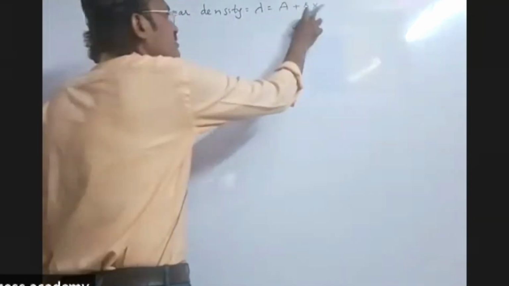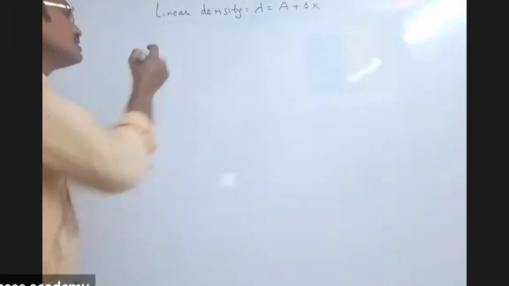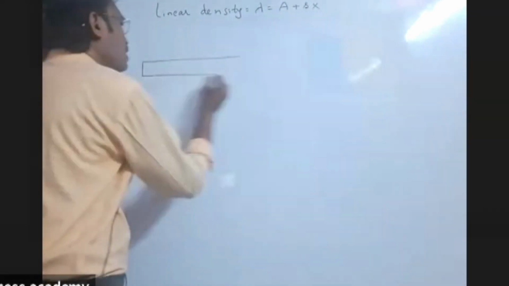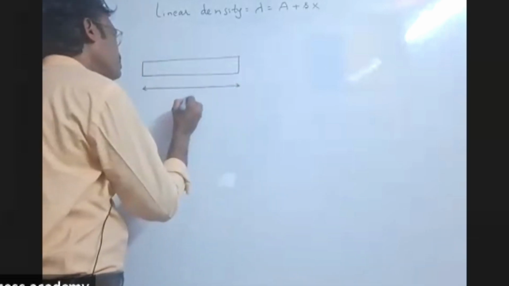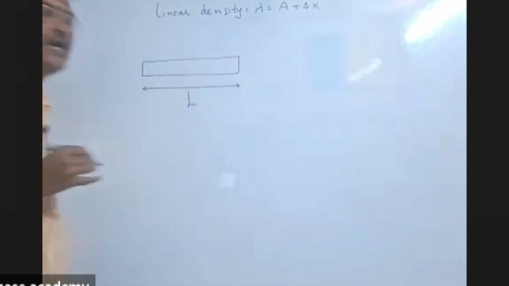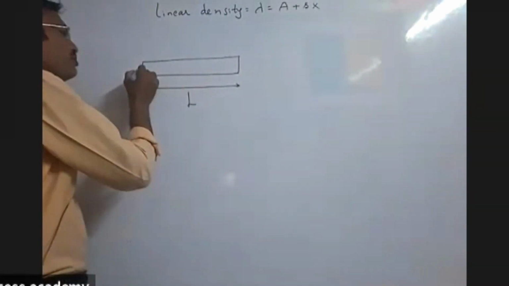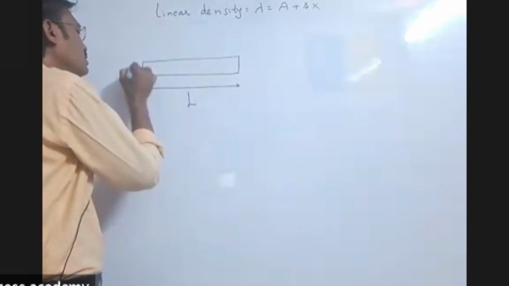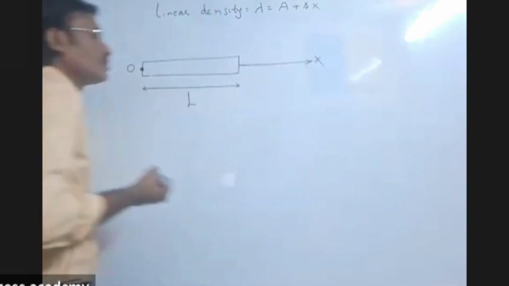Okay, so here the length is varying, that is in the form of x. How is it varying? That we are representing here. See, this is the length of the rod. This is a rod having the length L. Now this I am taking along the x-axis. You consider this is the origin, and this is the x-axis.